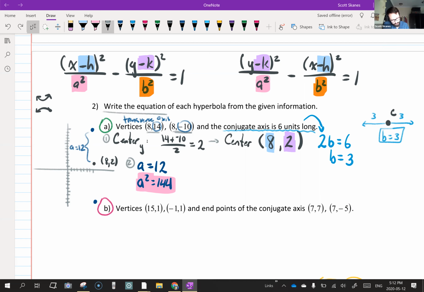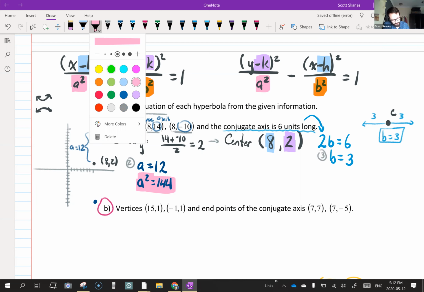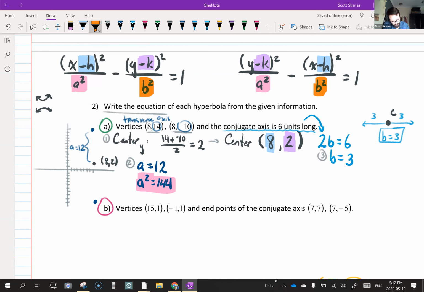So finally, let me just get to the point. I have all the pieces of information that I need. I'll use this really ugly orange. I know that B squared is 9. I just transformed it into green. I didn't know that was a thing. Is it green on yours too? Cool. All right, final step.